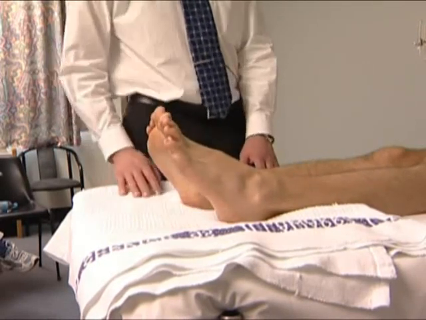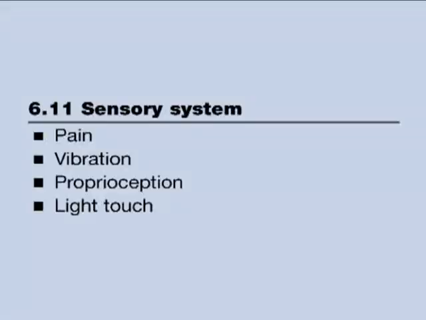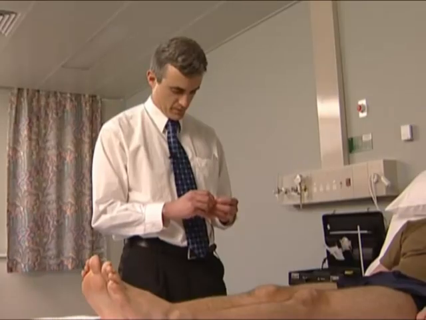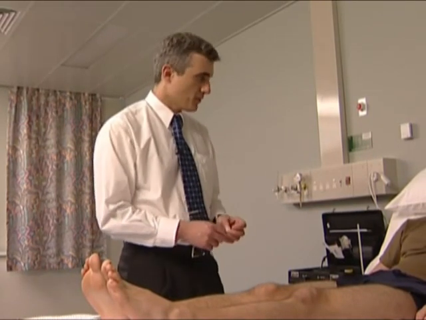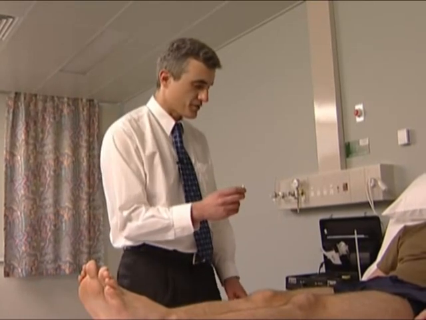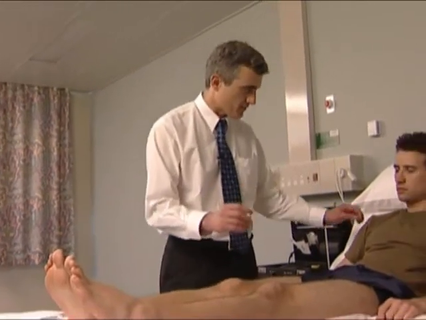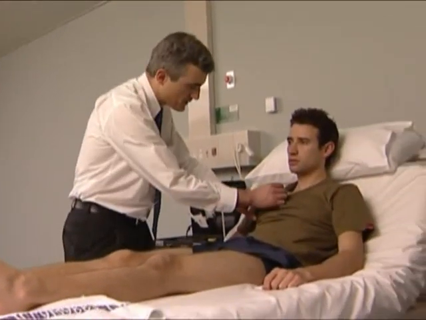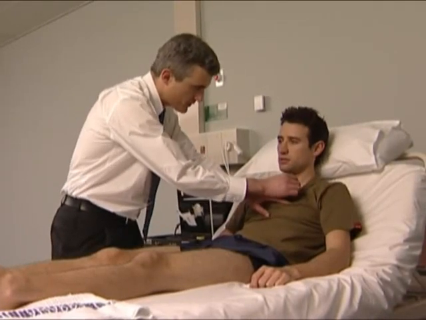Now test the sensory system. As for the upper limb, test for pinprick sensation first in each dermatome, comparing the right with the left side. Map out any abnormality and decide on the pattern of loss. What I have here is a Neuro tip. It's a blunted pin. It should still feel sharp, but it won't break the skin. And I'm just going to demonstrate here. Does that feel sharp? Yes. And on this side?